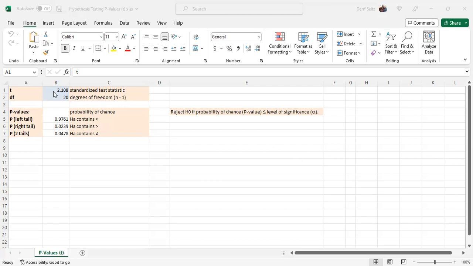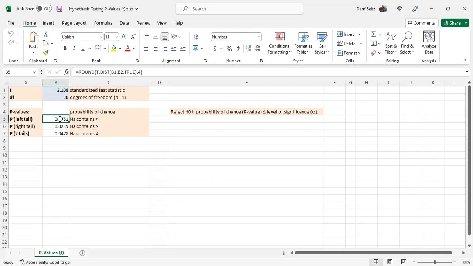There are two input cells. The first one, the standardized t-test statistic. Again, this would be done in the context of a hypothesis test procedure. And the degrees of freedom, which is the sample size minus 1.